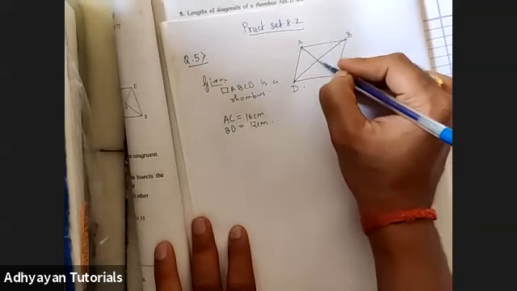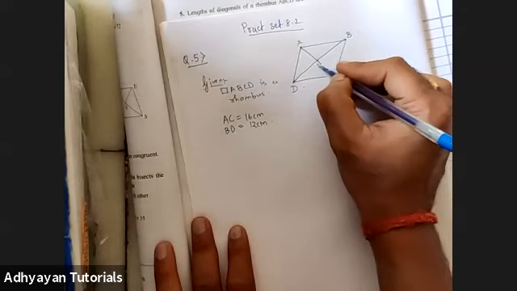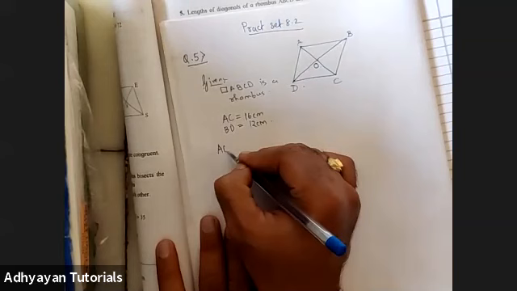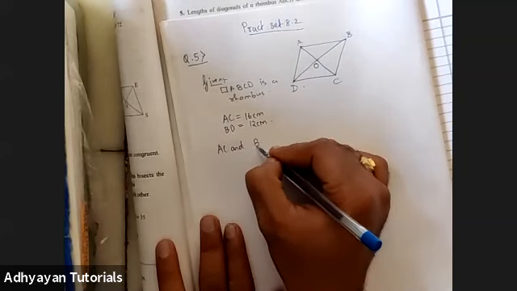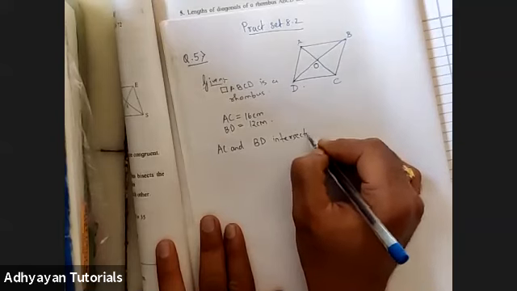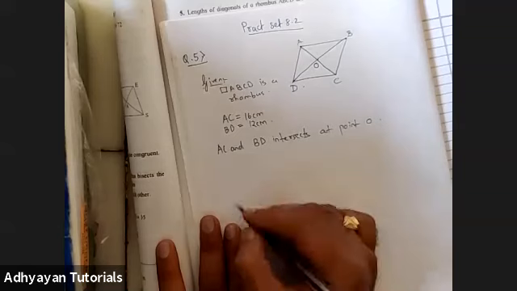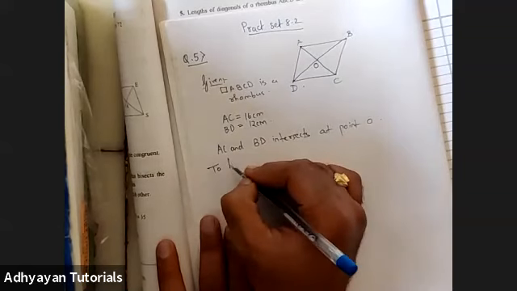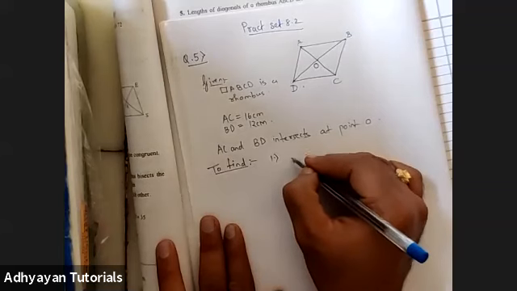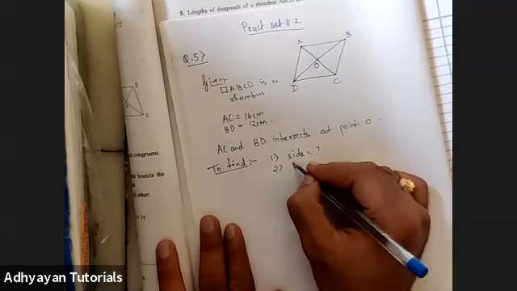Before we move ahead, let's say the point where these two diagonals intersect, let the point be O, right? So AC and BD intersect at point O. Now we need to find two things, children. One, this side of this rhombus. The other one, perimeter.